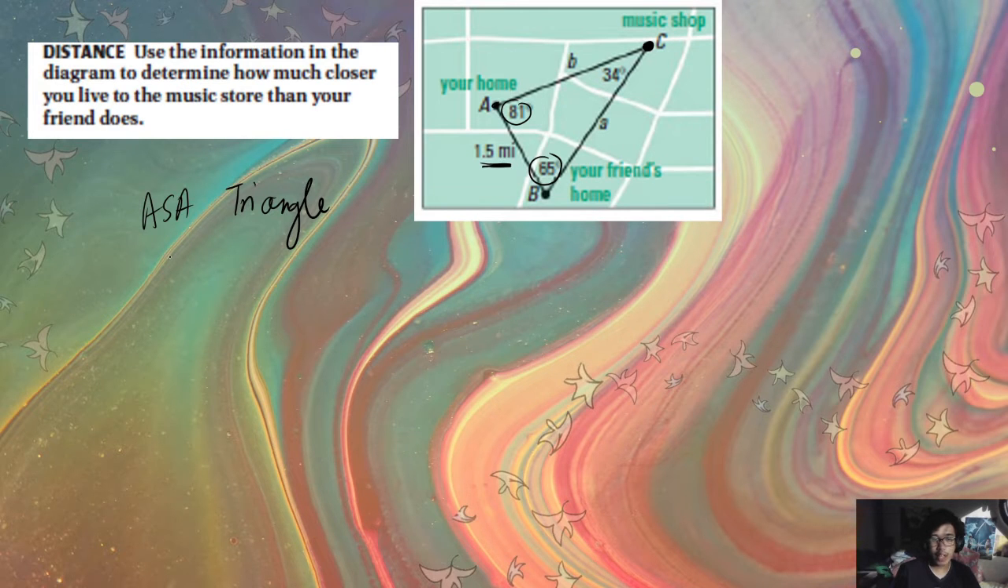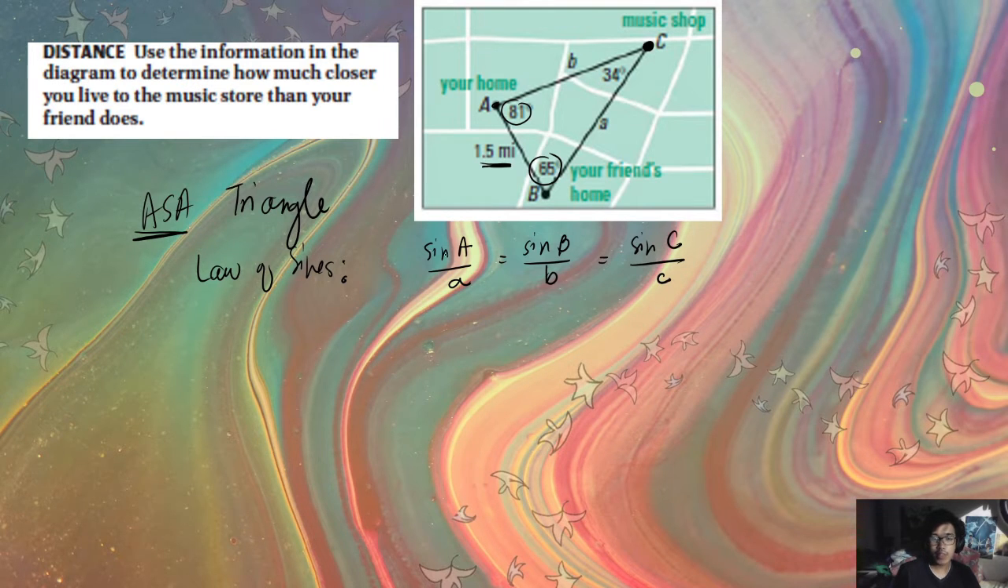The types of triangles that can use the law of sines are the ASA and the AAS types. For the law of cosines, we can use the SSS and the SAS. Since we have an ASA triangle, we can use the law of sines. And what does the law of sines state? It states that sine A over side A is equal to sine B over side B is equal to sine C over side C.